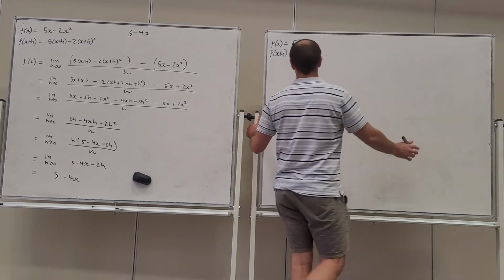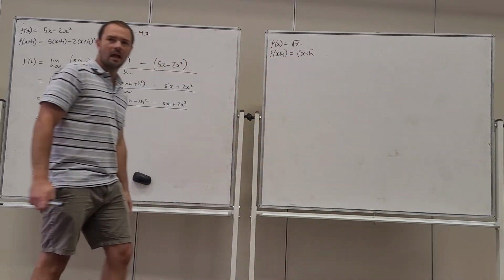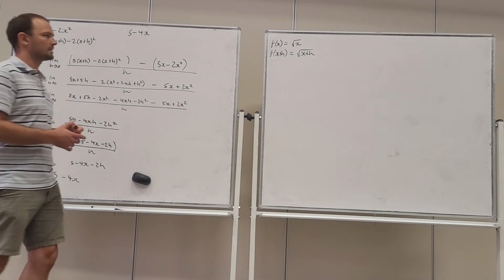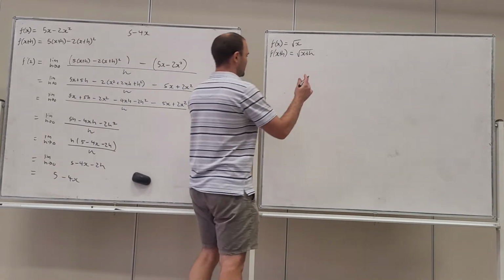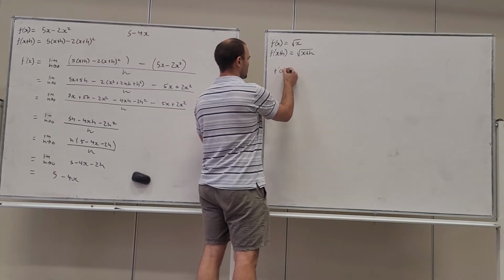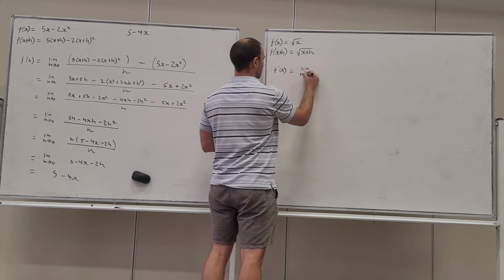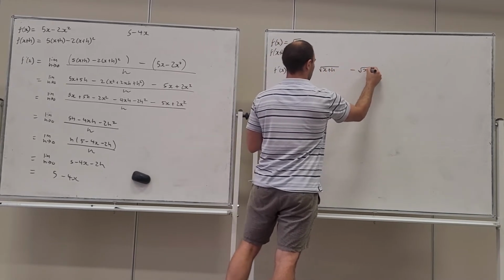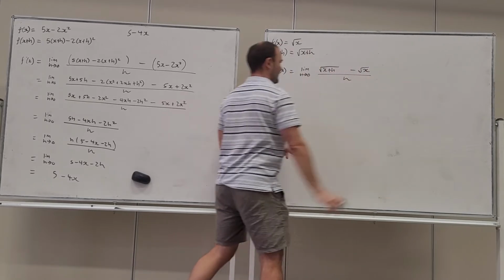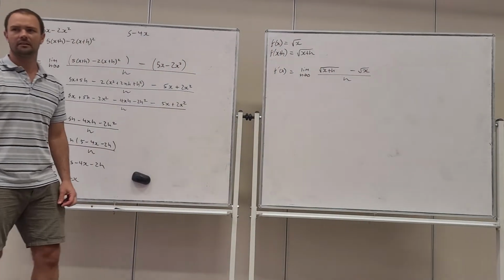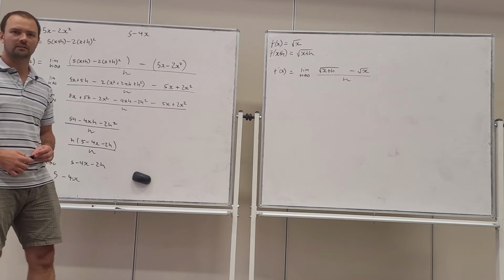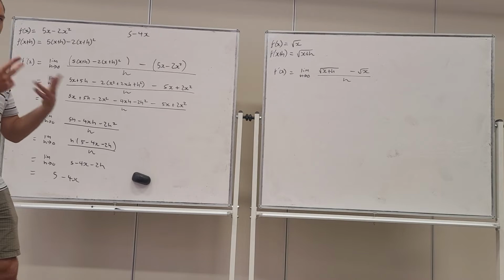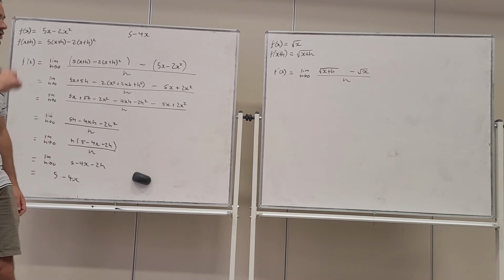So we've got root x as the function, and f of x plus h is going to be the square root of x plus h. And so if we're going to write this out in the formula, alright, excellent. And then it's like, now what? Where do I collect like terms? How do I simplify this? And so this is where it escalates a bit. We need to do some clever manipulation.